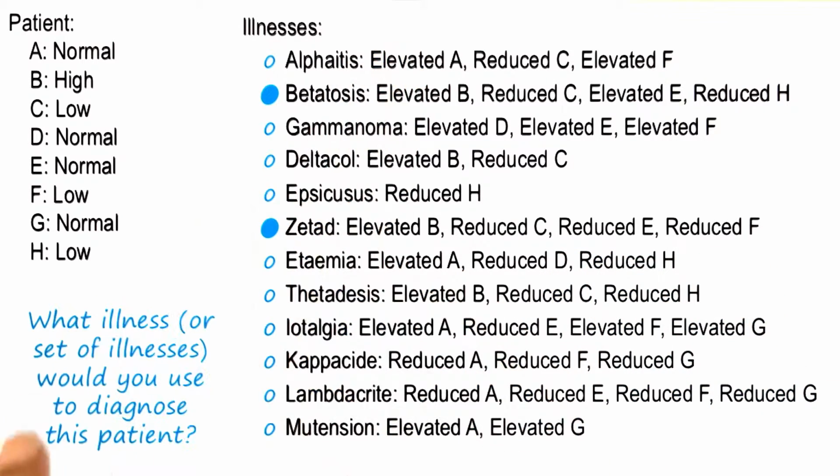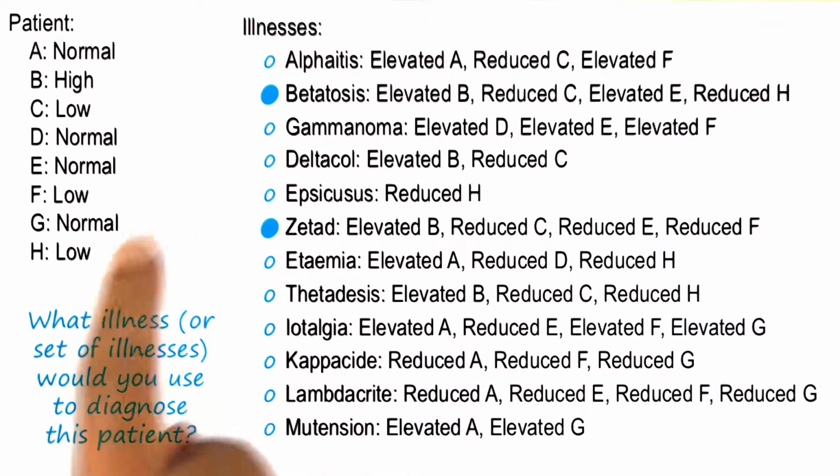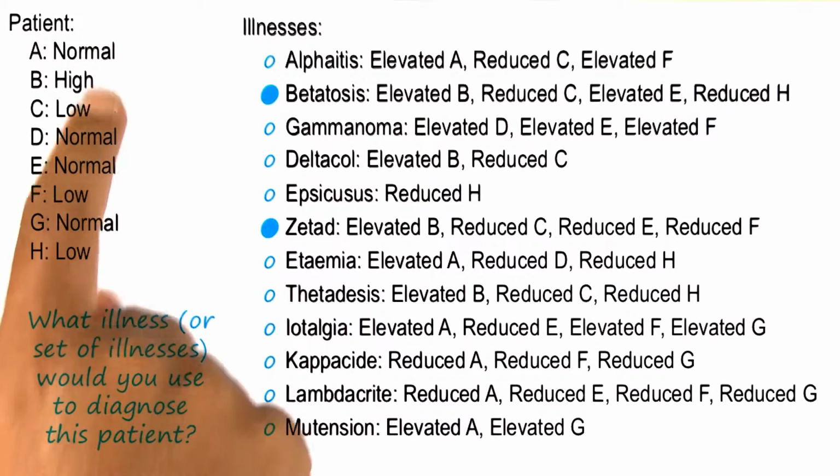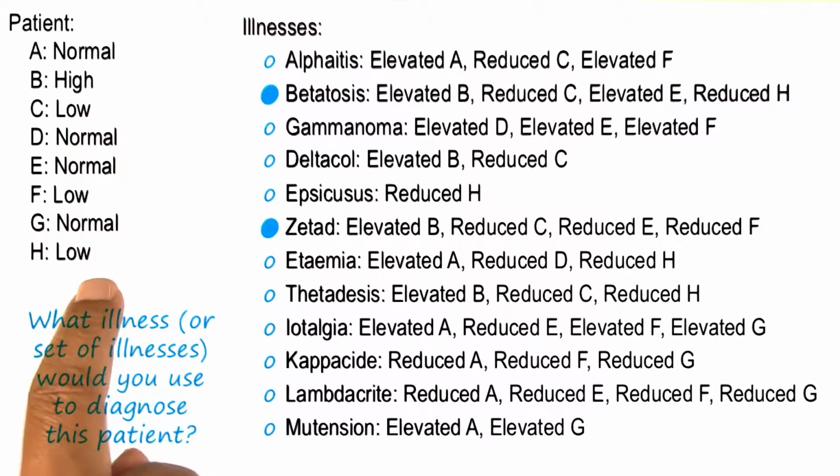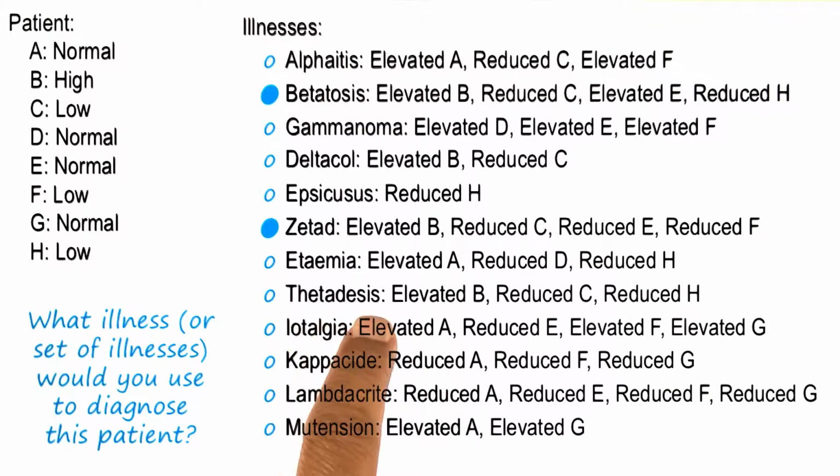Note that one can use alternative methods for the same problem. For example, one could use case-based reasoning. In fact, we came across a problem very similar to this one previously. Suppose that the solution of that particular problem was available as a case. In that case, B was high, C was low, and H was low, and the solution was thetadesis.